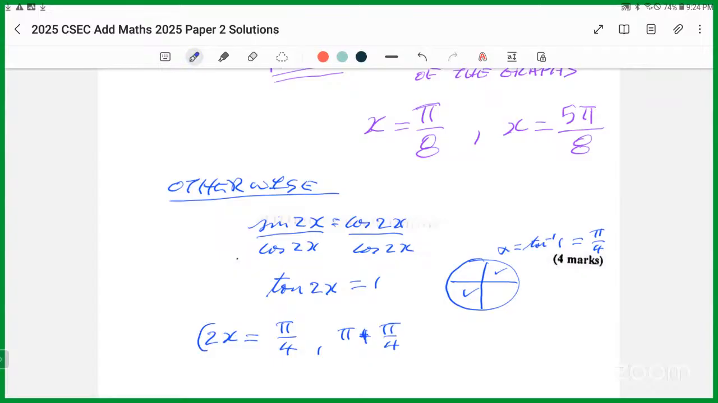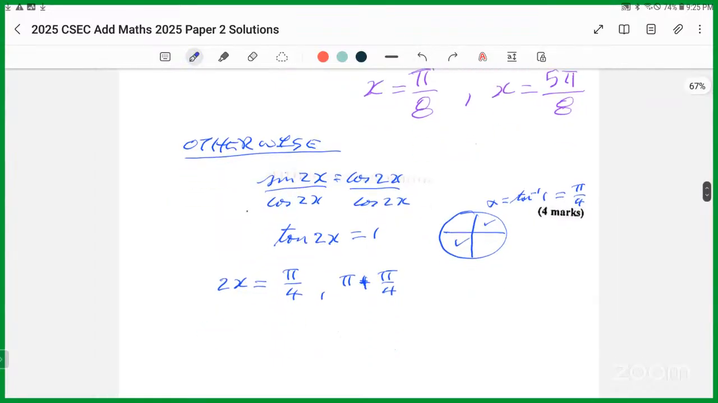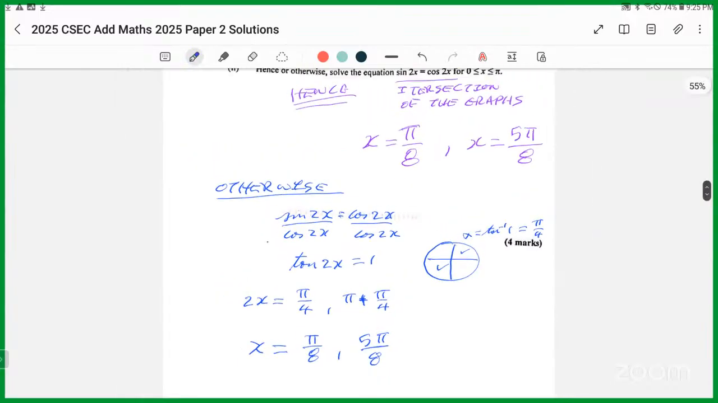And now we divide by this 2 to get x. So for this one x is pi by 8, and for 5 pi by 4 divided by 2, I get 5 pi by 8. Those are the two answers from the otherwise method. Now let's analyze why the answers were wrong.